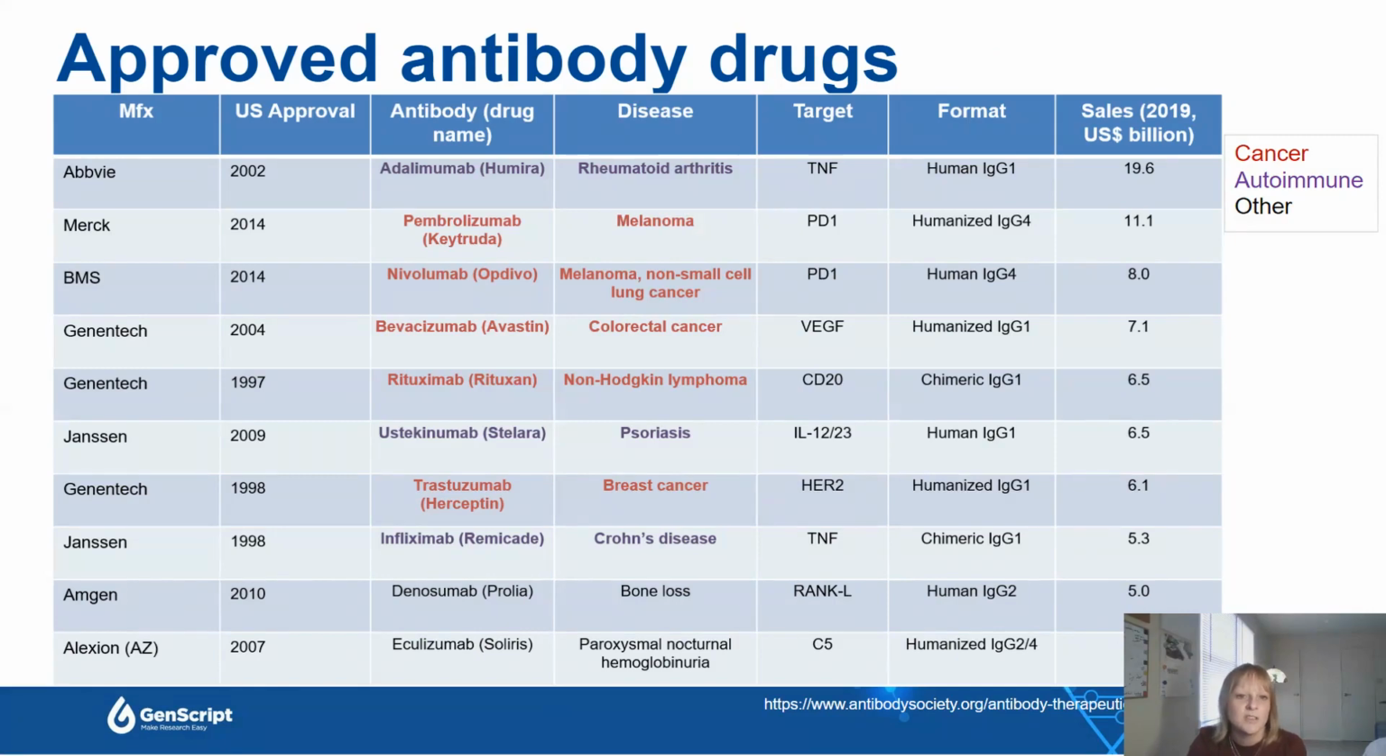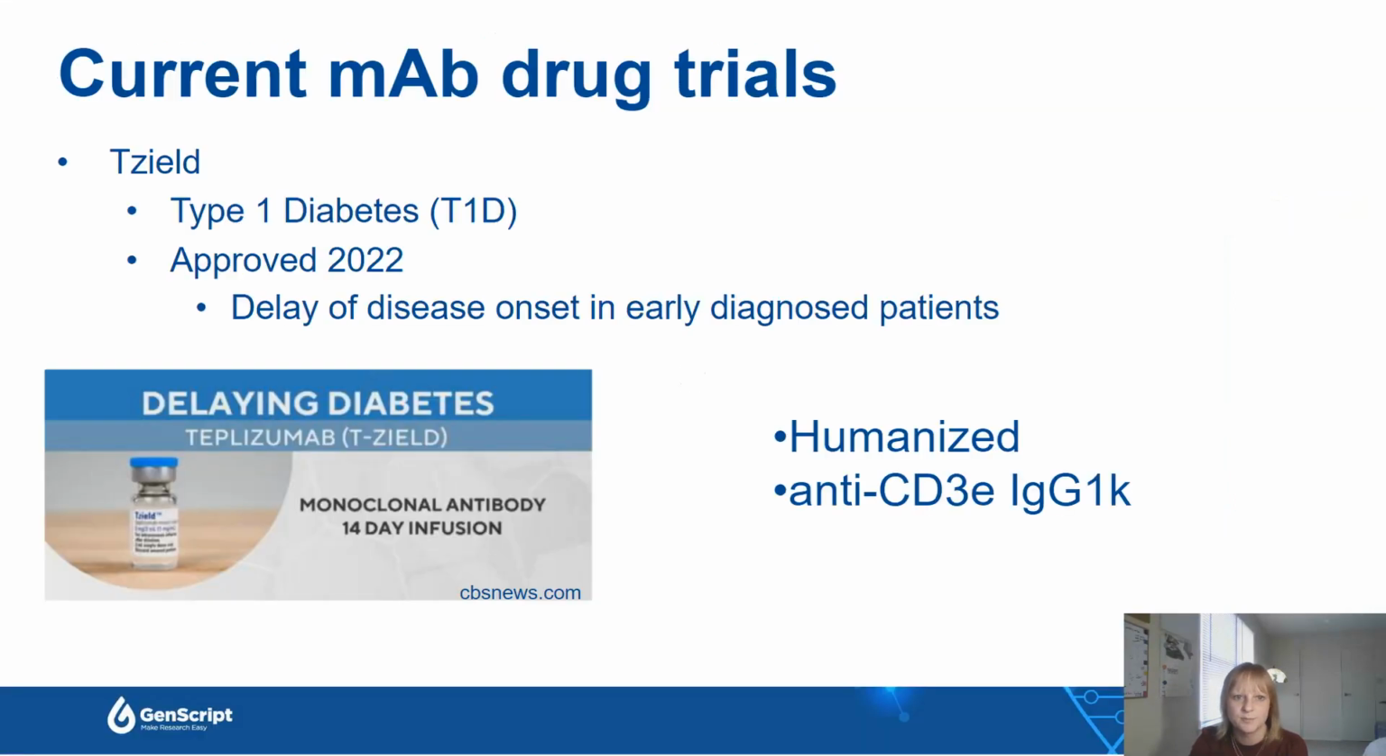Here we have a table of the top 10 FDA-approved monoclonal antibodies. The leading drugs target cancer and are seen highlighted in red. These include treatments for melanoma, colorectal cancer, and non-Hodgkin lymphoma. Not far behind cancer, we have therapies for autoimmune diseases. These are shown in purple. Treatments listed in this table include rheumatoid arthritis, psoriasis, and Crohn's disease. A smaller percentage of therapies cover other issues such as bone loss or infectious disease.